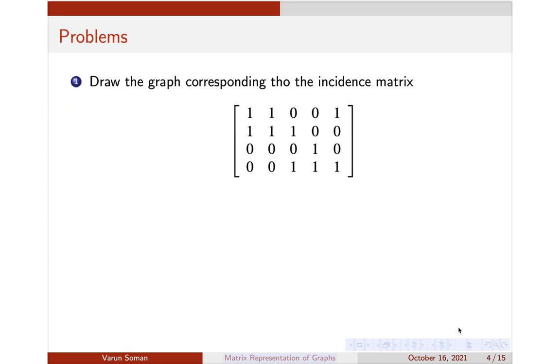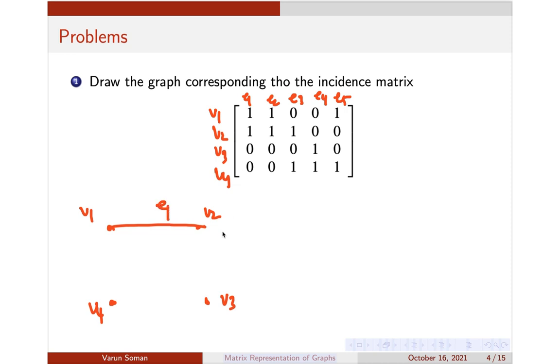Suppose you have a matrix like this. How to draw the corresponding graph? You have been given the incidence matrix, so you can draw it in any way you like. For ease of use, I'll call these vertices V1, V2, V3, V4, and these edges E1, E2, E3, E4, E5. You can draw it in any shape, no issues there. Suppose I have 4 vertices, V1, V2, V3 and V4. Looking at the matrix, I see that E1 is incident at V1 and V2. So this edge is E1.